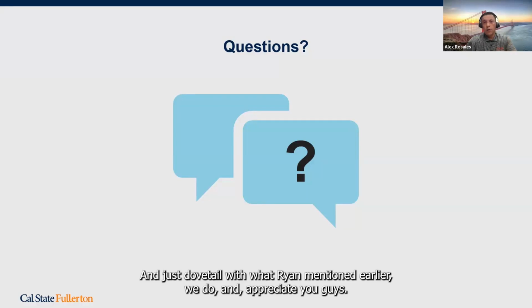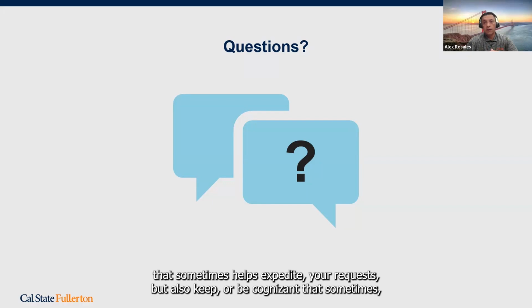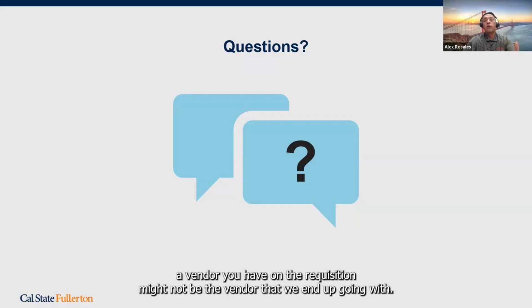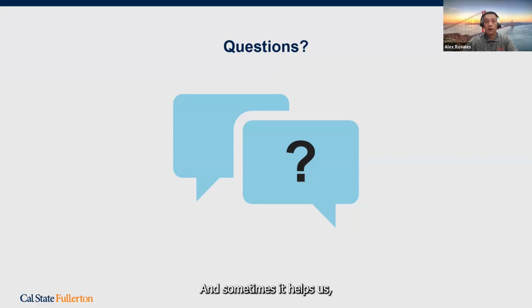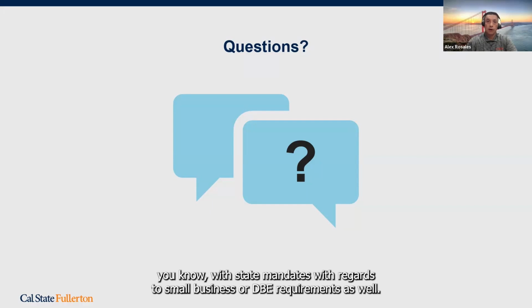And just to dovetail off what Ryan mentioned earlier, we do appreciate it when you initiate the vendor onboarding process when you have a requisition. That sometimes helps expedite your request, but also be cognizant that sometimes a vendor you have on the requisition might not be the vendor that we end up going with. We have different suppliers, different services that we could get from vendors that are already onboarded, and sometimes it helps us with state mandates with regards to small business or DBE requirements as well.